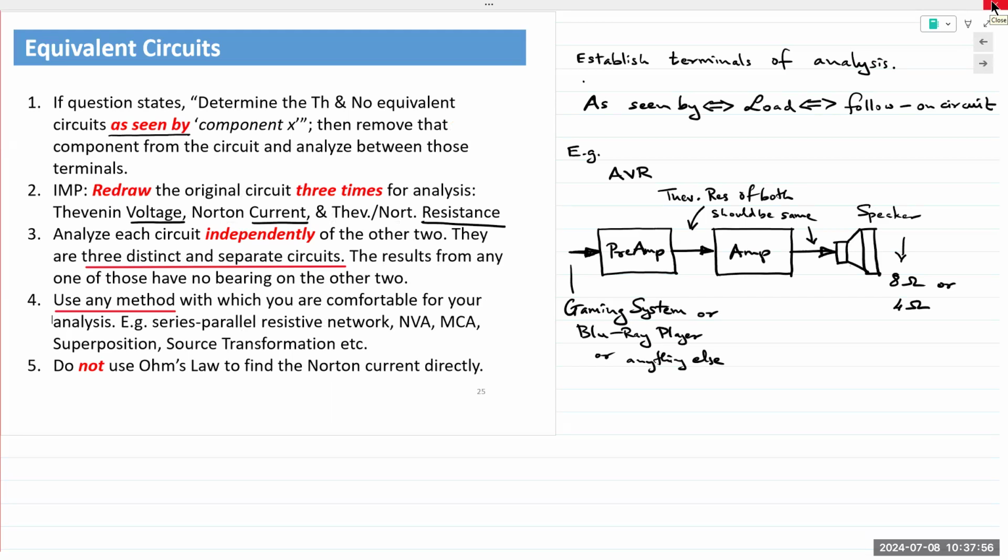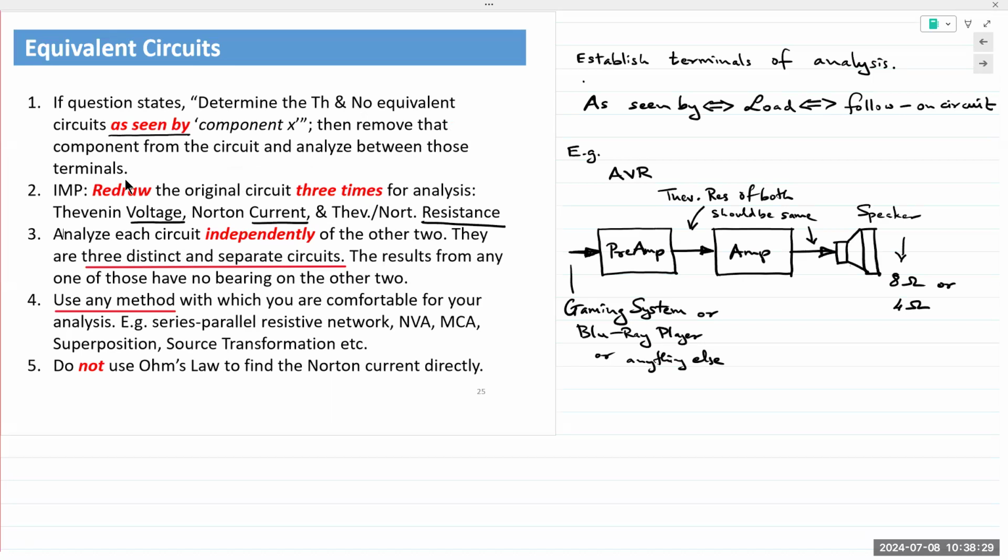So in the final exam, when I ask you to do this, I will ask you to redraw the circuit 3 times. Once for Thevenin voltage, once for Norton current, and the third one for Thevenin resistance. Each one of these circuits is independent of each other. In the final exam, of course, I'm going to ask you to set up the problem, meaning you redraw the circuits and then you analyze. In the quiz, I won't ask you to do any analysis.